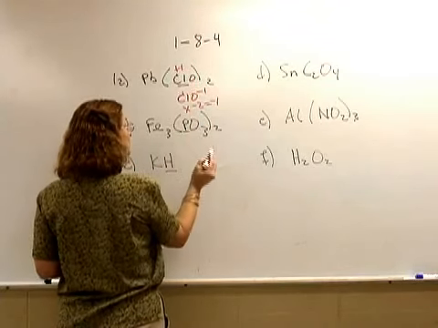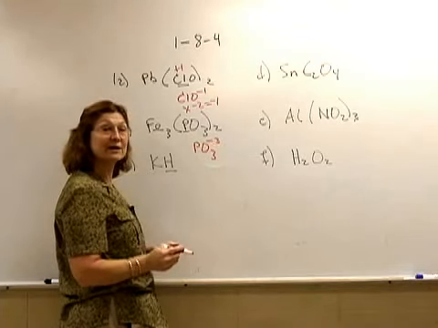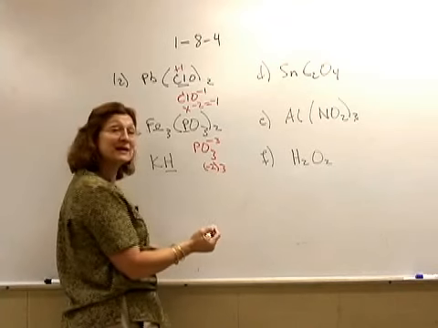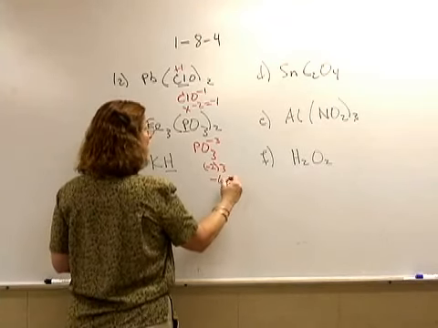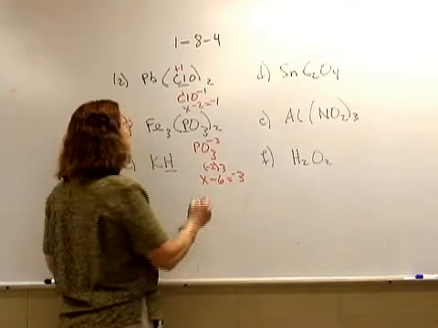In this case, phosphite has an overall charge of -3. Oxygen is -2. There are 3 of them, which gives me a -6 on the oxygen. I set my equation equal to the overall charge, and phosphorus in this case must be +3.